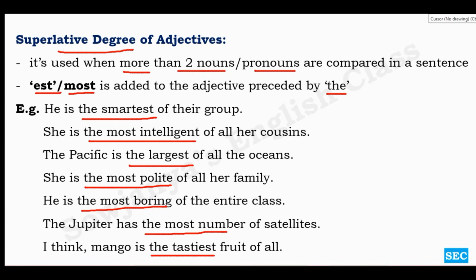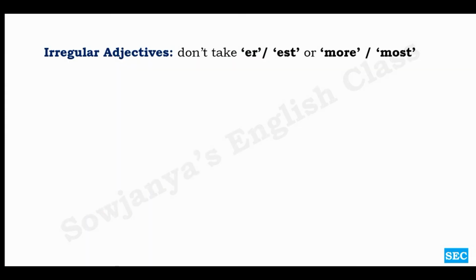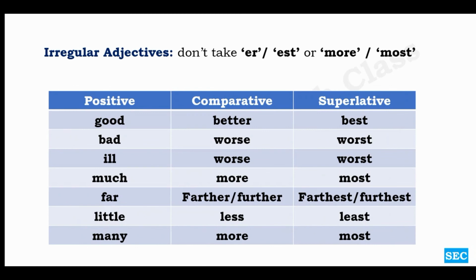Let us learn about the exceptions. Irregular adjectives don't take er or est or more or most. They are away from this rule. What are irregular adjectives? Good, better, best. We don't say more good and most good. Bad, worse, worst. Ill, worse, worst. They don't follow any spelling rules, if you observe.